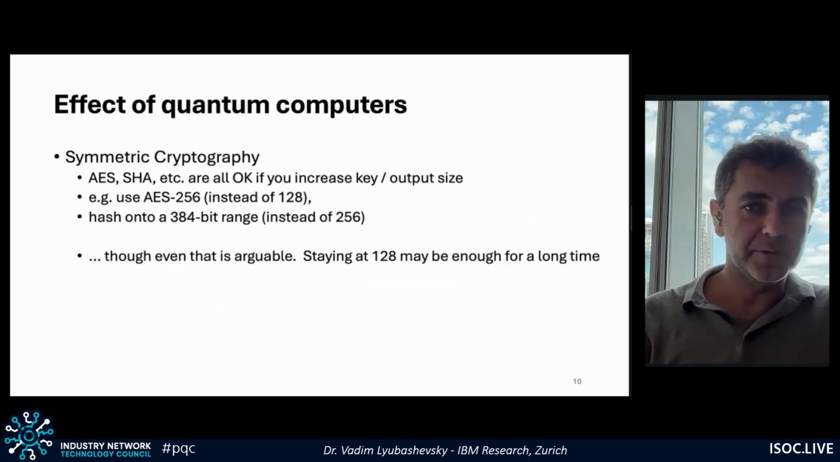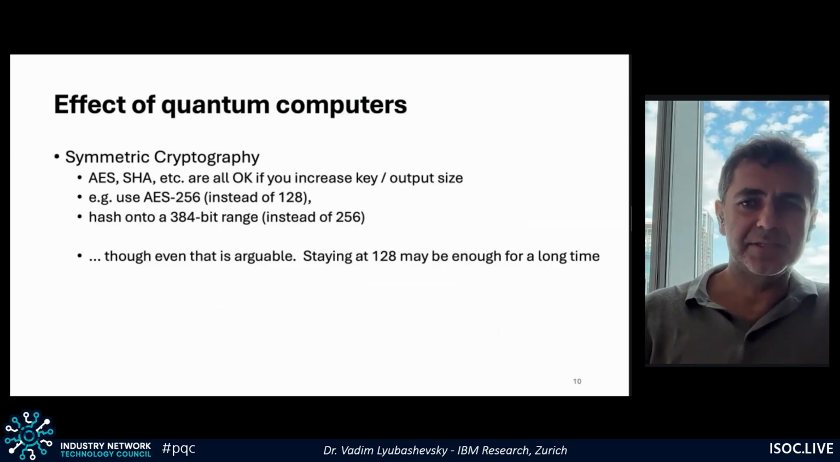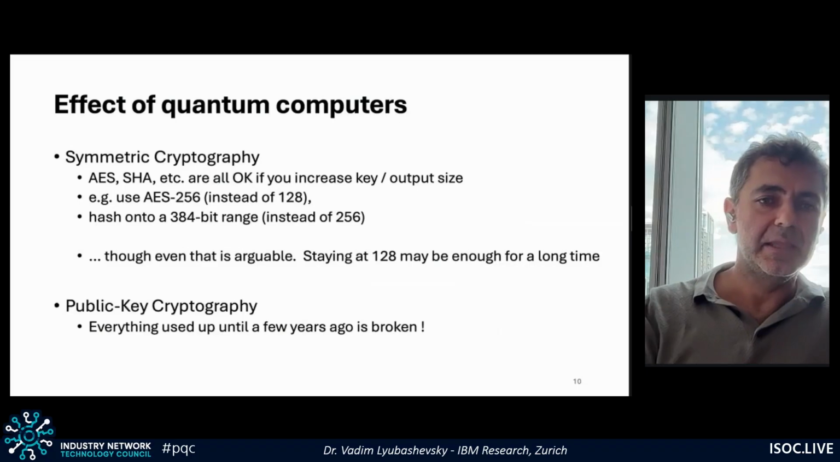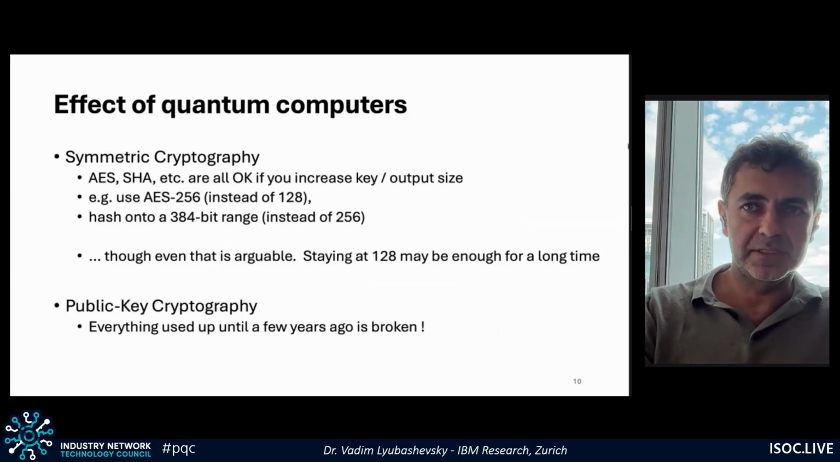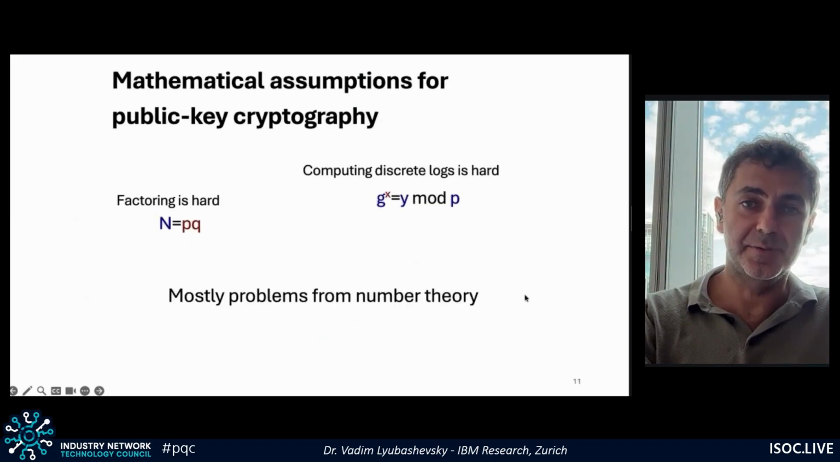AES, SHA, they're all okay. Maybe you have to increase the key size to 256 instead of 128. But even that's arguable. Staying at 128 may be enough for a long time. Now, public key cryptography is a different story. So everything that has been used up until a few years ago is actually broken.